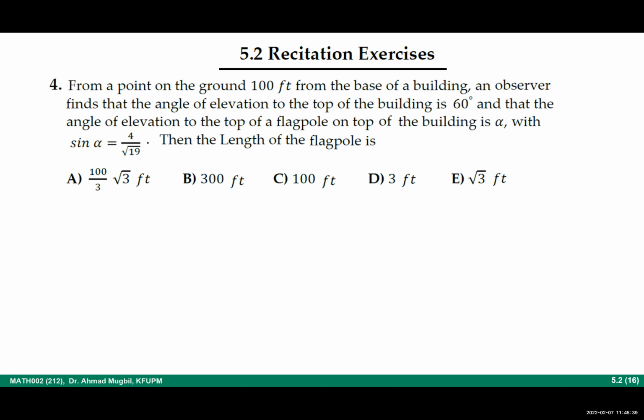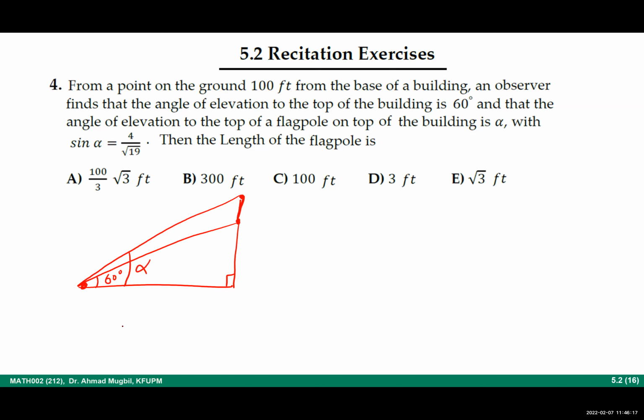So for those who didn't sketch the figure, I'll help you to do that. So what do we have here? From a point on the ground, this is the point on the ground, 100 feet from the base of a building. This is the building. An observer finds that the angle of elevation to the top is 60. So this is 60 degrees, and that the angle of elevation to the top of the flagpole, we have the flagpole here, is alpha.